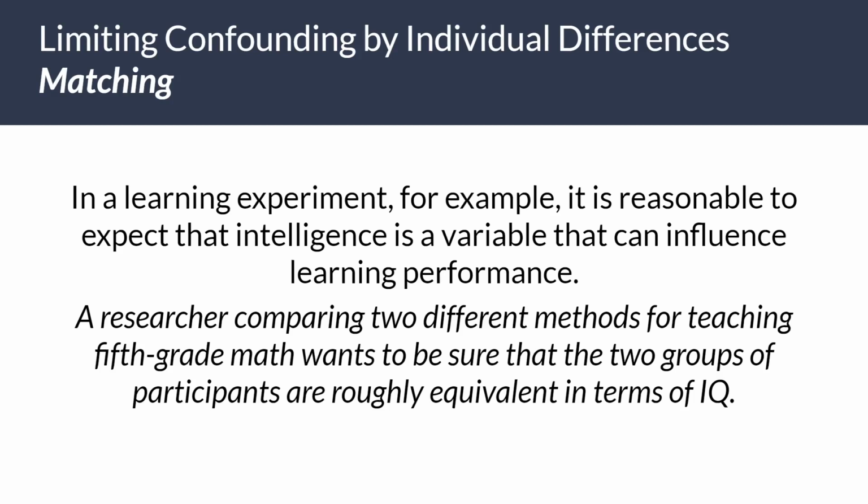For example, in a learning experiment, it is reasonable to expect that intelligence is a variable that can influence learning performance. So a researcher comparing two different methods for teaching fifth grade mathematics wants to be sure that the two groups of participants are roughly equivalent in terms of IQ. We don't want to put all top students in one group because they will outperform group B even without the manipulation. So what should this researcher do? He can look at the records in the school in order to balance the groups. Or he can also set a session wherein he will measure the IQs of these individuals and try to match the participants. However, that would be costly and that would take a lot of time.